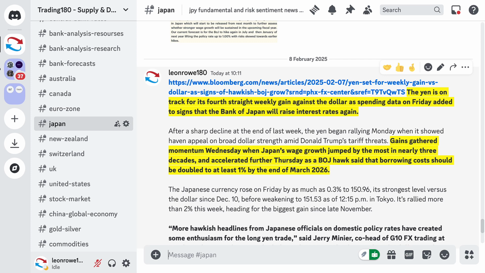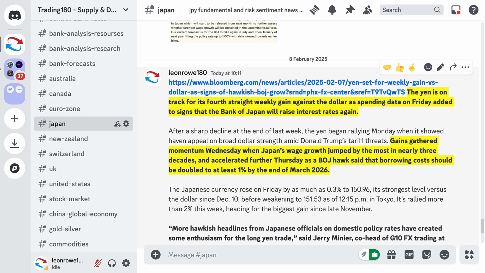Gains gathered momentum Wednesday when Japan's wage growth jumped by the most in nearly 3 decades, and accelerated further Thursday as a Bank of Japan hawk said that borrowing costs should be doubled to at least 1% by the end of March 2026. So again, with wage growth at a nearly 3 decade high, inflation is becoming an issue, which then means that the central bank of Japan should look to hike rates, right?